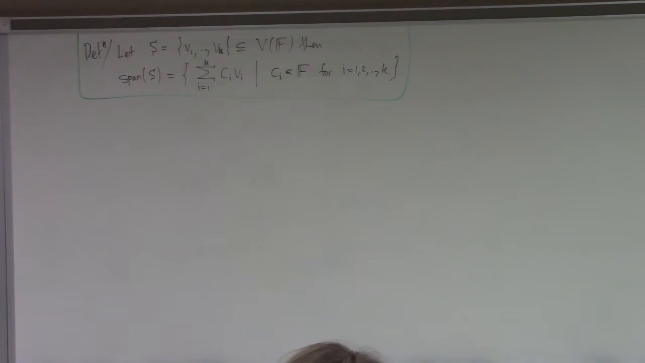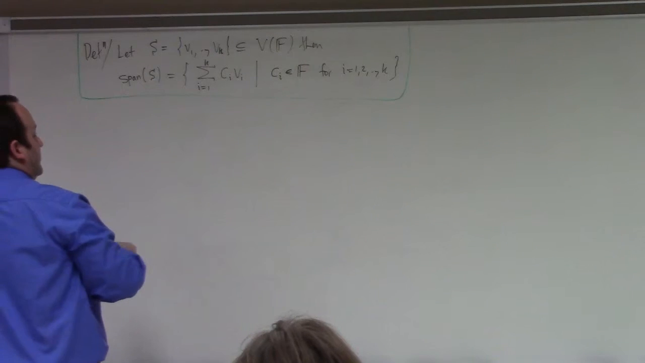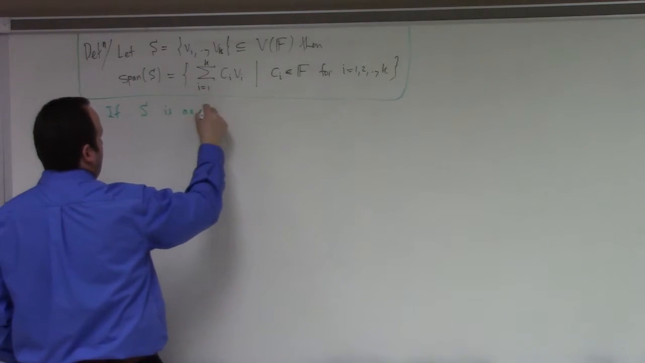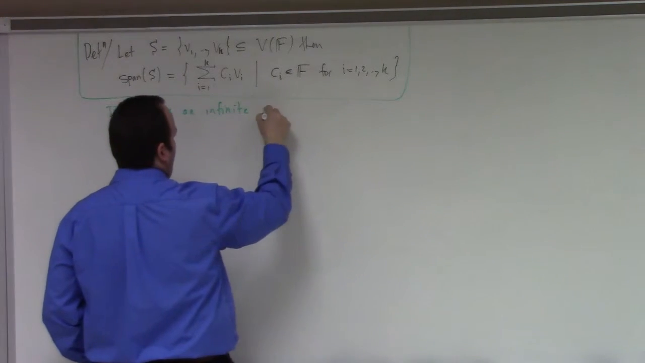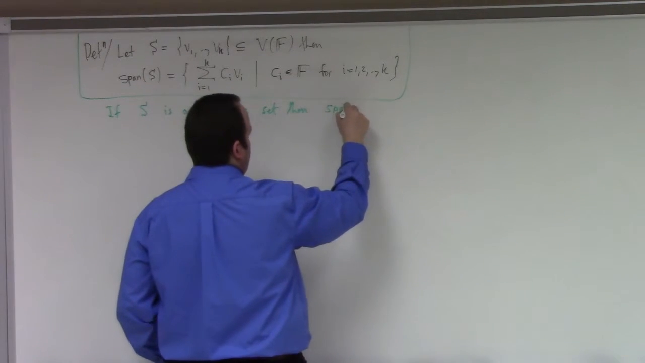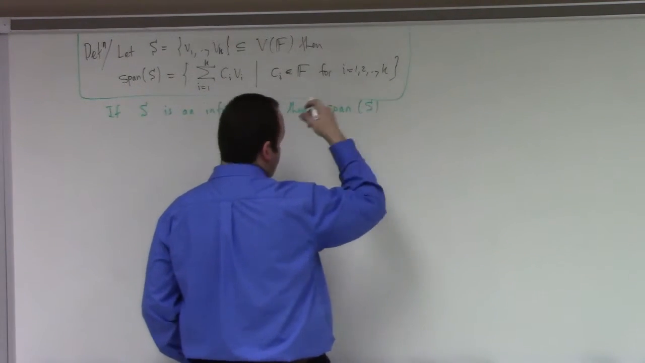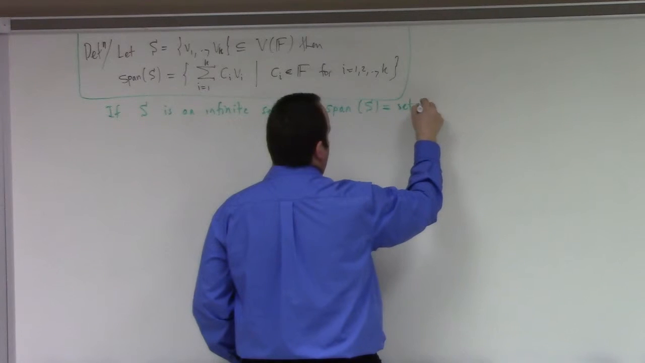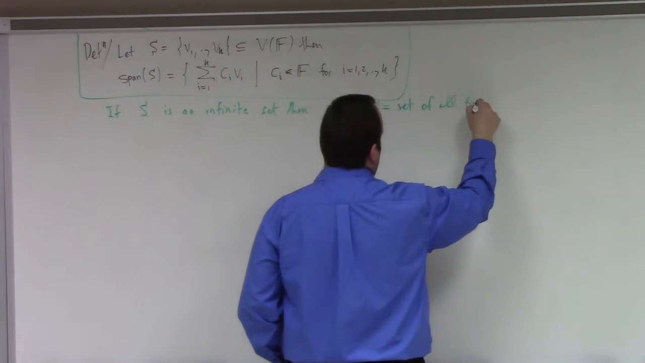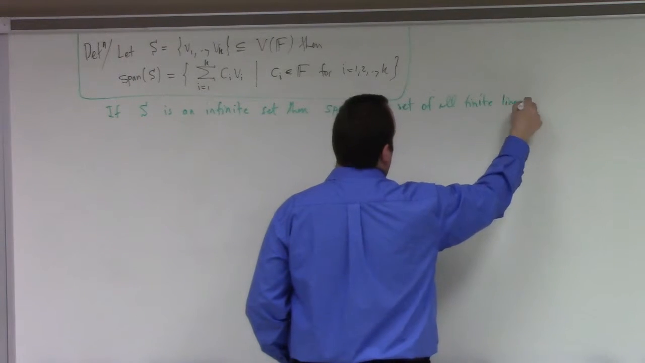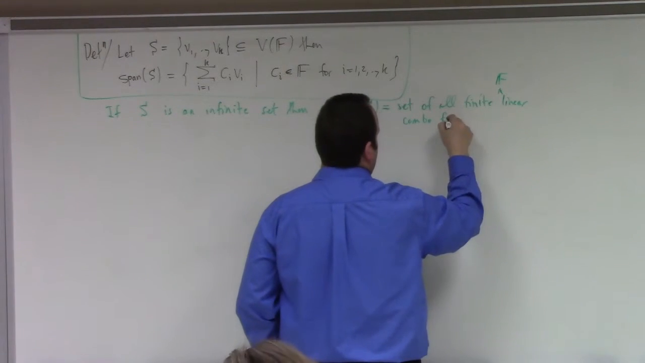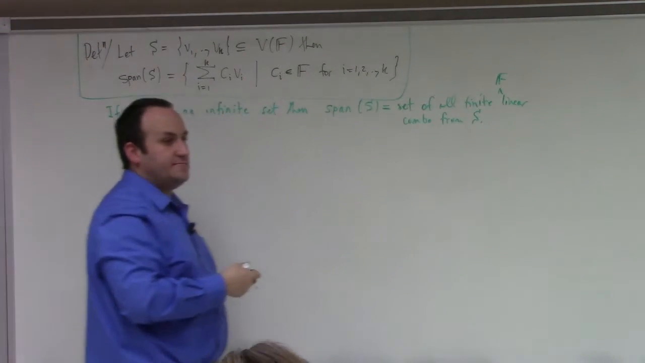In other words, the span is the set of all finite linear combinations from S. A little bit more fine print. If S is an infinite set, then span S is still the set of all finite linear combinations from S. So that's the infinite case, all right?